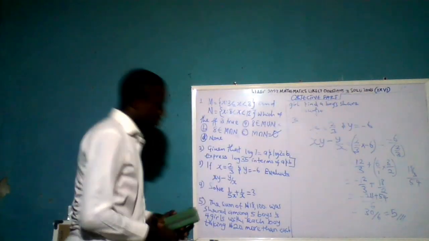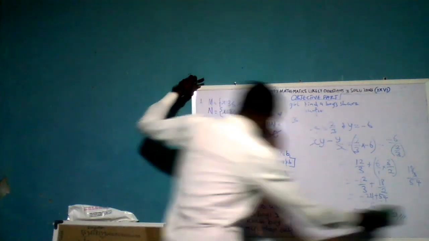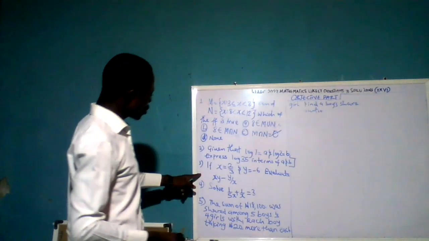So you check the options, and if you have 5, you must have 5 in the options. Right? And that is it for question number 3. Now let's go to question number 4.